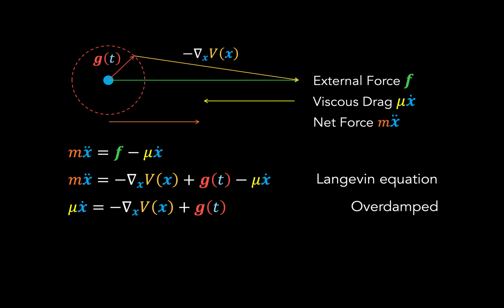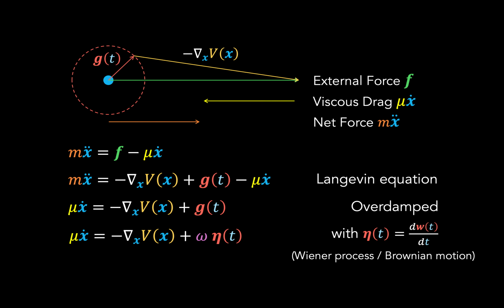The second assumption is that our noise term g is equal to the noise amplitude omega multiplied by eta, which we define as the time derivative of the Wiener process W. Now, the Wiener process is a kind of continuous Gaussian process, so it's a continuous stochastic process with Gaussian increments. So you can think of eta as just something which is continuously injecting noise into our dynamics. Now, the third simplifying assumption is that we just set mu to 1, so we end up with this equation.